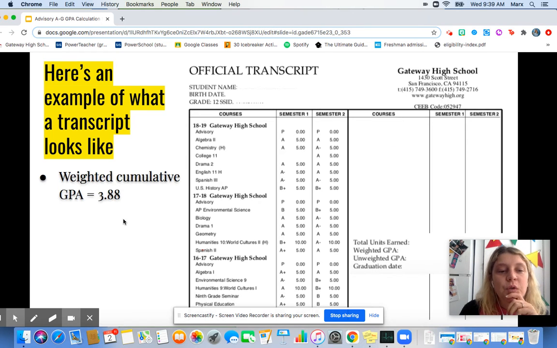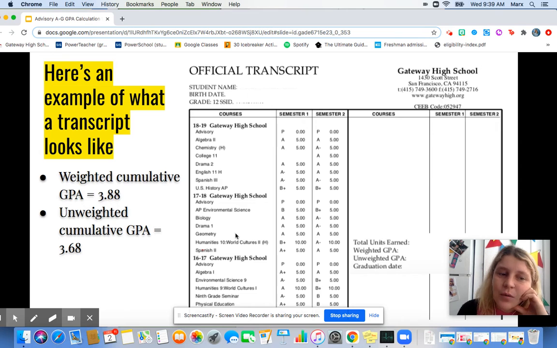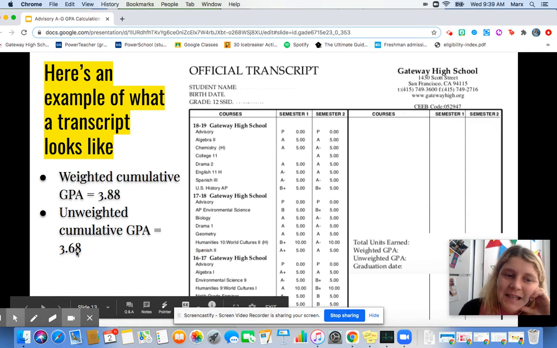So this person's weighted cumulative GPA is 3.88. So that's for 9th through 11th grade, including the extra points for the AP and honors classes they took. And their unweighted cumulative GPA was a little bit lower. It was 3.68, and that's because it didn't count in the boost for the AP and honors courses.